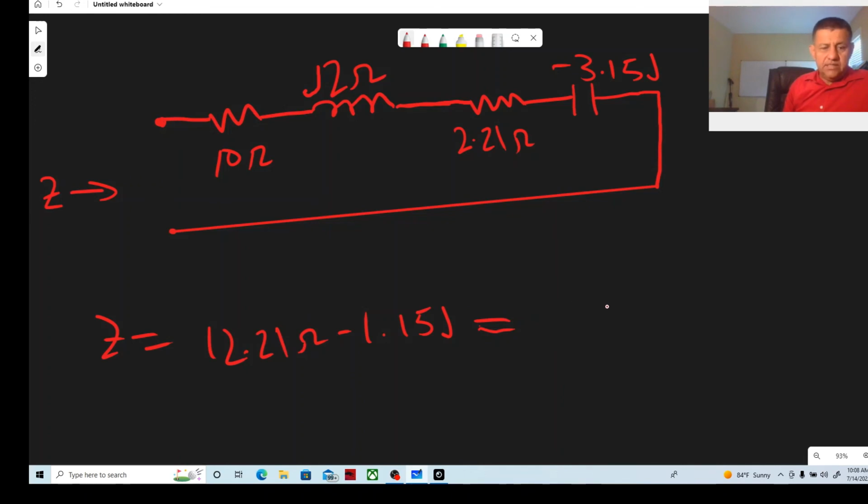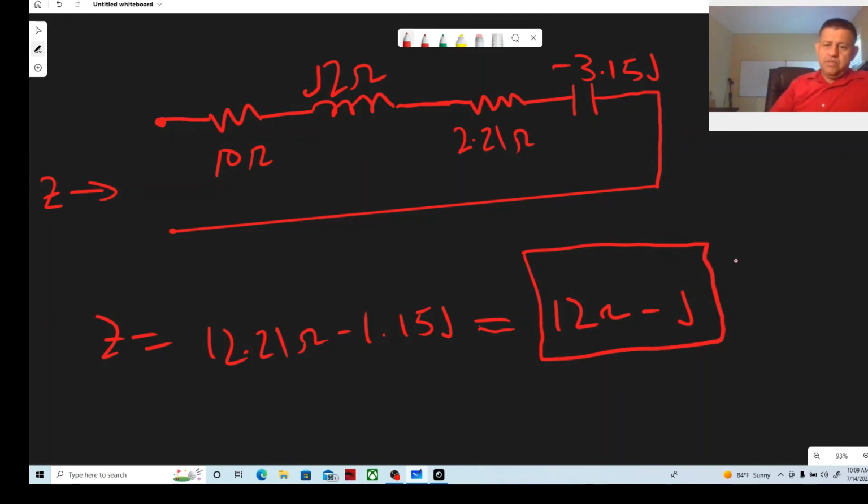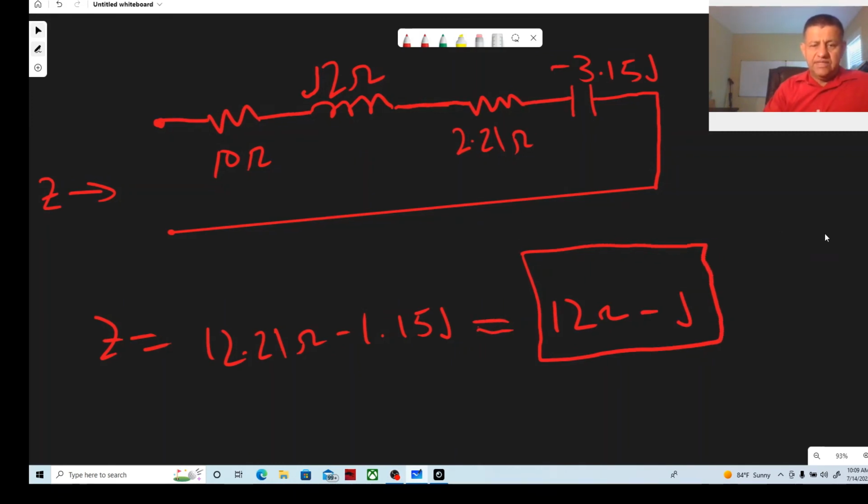But that is also equivalent to 12 ohms minus 1j, right? Because that's smaller, and this is also smaller, and that's the point I wanted to make. All right, so that is the answer, guys. That is the answer for this problem.